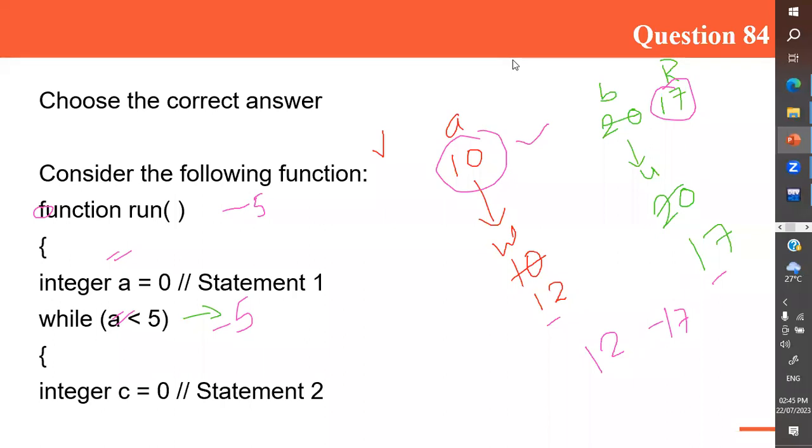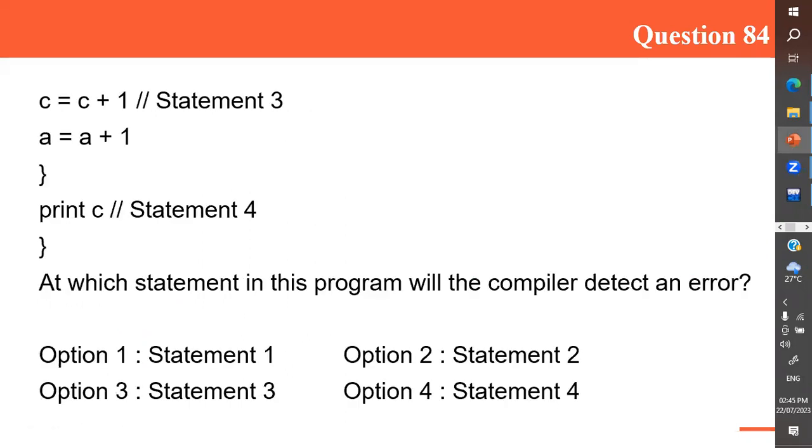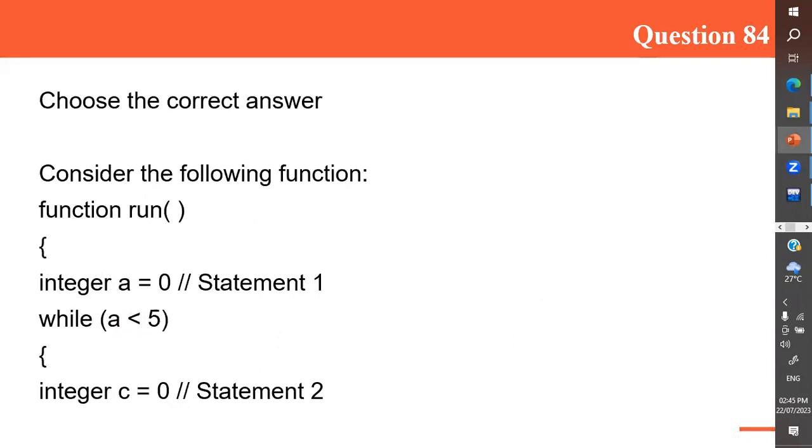Now see this one. Once again, let me clear all this. Okay. Function run, integer a, while a less than 5, integer c equal to 0. So I think this is a correction question. Statements are there, I think. Let's see. c equal to c plus 1, a equal to a plus 1, print. In which statement will the compiler detect an error? Okay, which one will give us an error, they are asking. Can you see which one will give the error? See it carefully, observe. I'll show you the whole program again. Which line will give us an error? We have to predict.